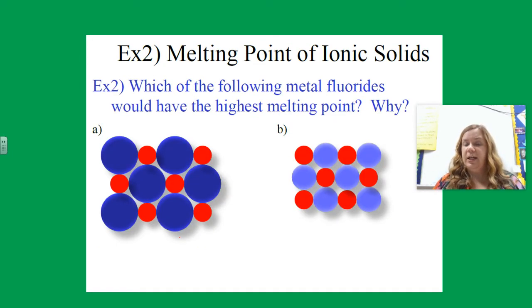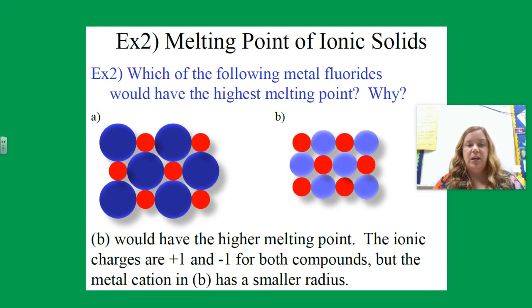Okay, now we're looking at it from a slightly different perspective. Which of the following metal fluorides would have the highest melting point and why? With metal fluorides, we can throw any metal with fluorine. Fluorine would be our anion here. So which one's going to have the highest melting point and why?